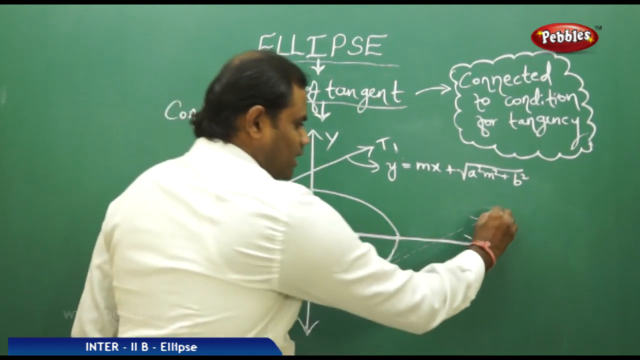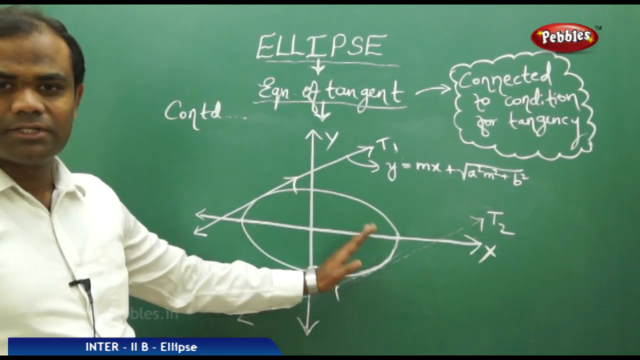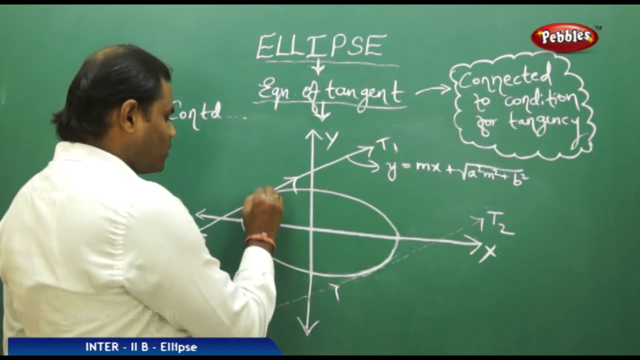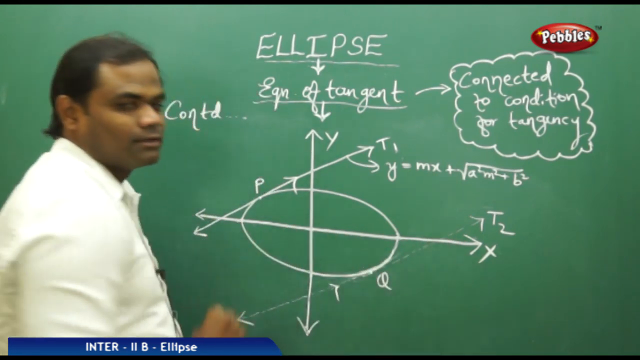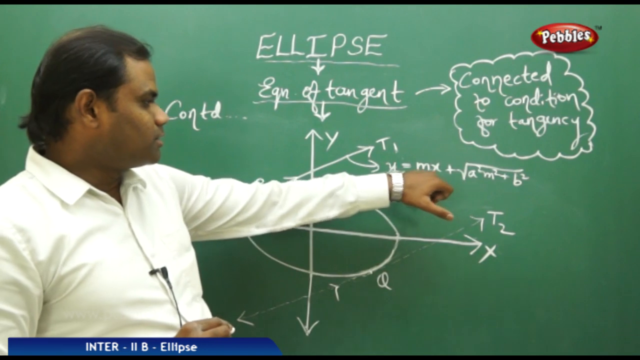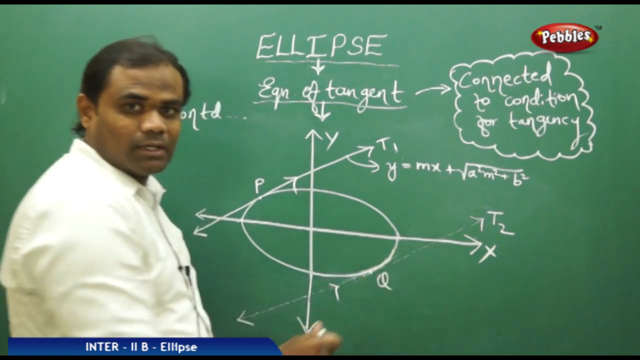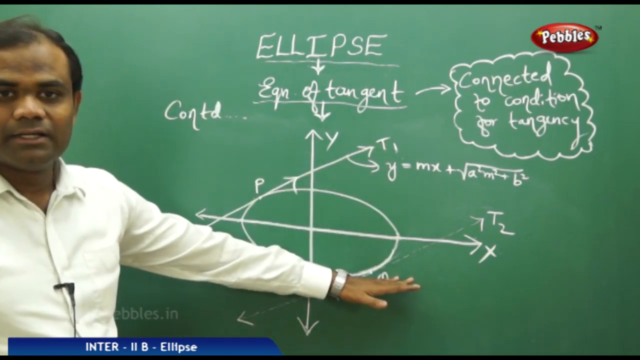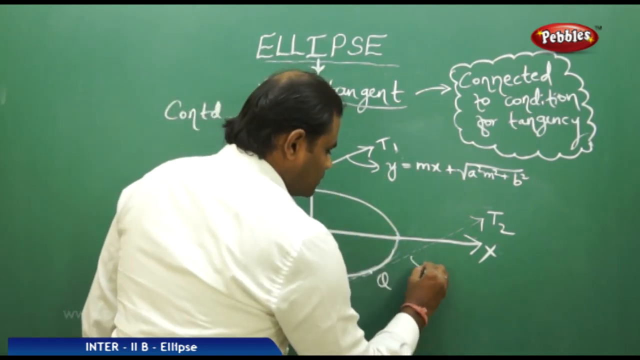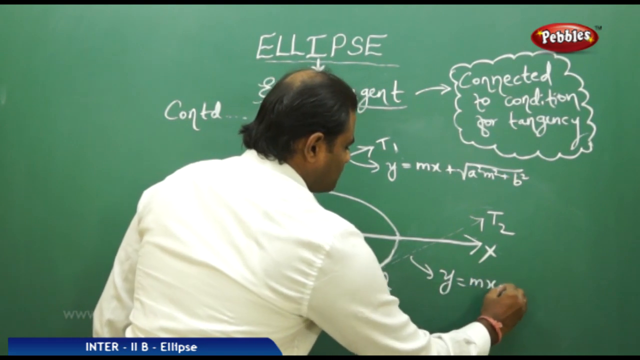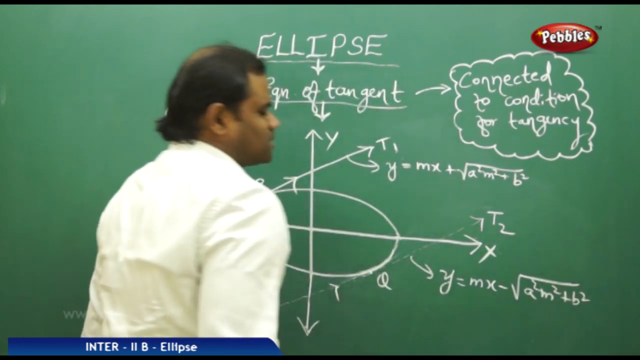Therefore, there exists a tangent T2 which is parallel to this and also a tangent to the ellipse here. So this is the point of contact of this line with the ellipse, and this is the point of contact of the other line with the ellipse. Because this equation is given by plus root of, the minus root of is obviously a line parallel to the tangent drawn here, having exactly the same slope. These two lines being parallel, this equation is y equals mx minus root a square m square plus b square.